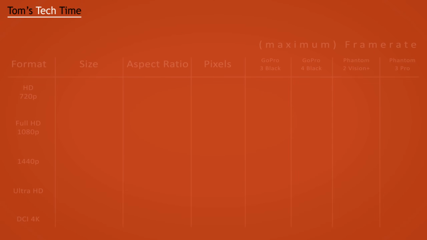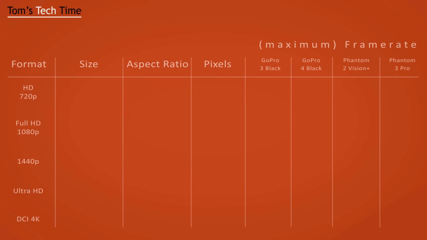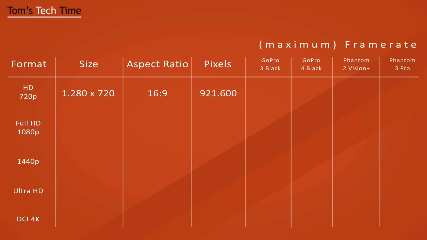Now, after all the theory, let's get right into it and talk about the different formats, their pros and cons, and when to use what format. The format with the lowest resolution I'll be covering is Standard HD, often named 720p. Its size is 1280 x 720 and it has a normal 16:9 aspect ratio that fits most screens perfectly. It offers 921,600 pixels in total.